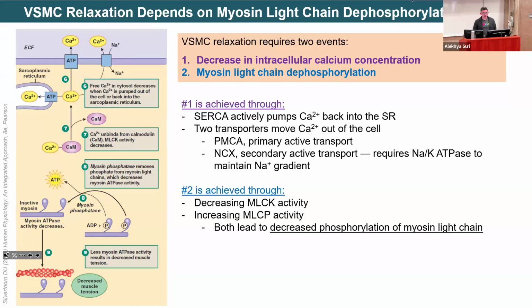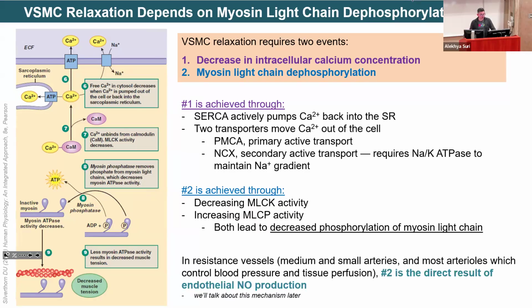Number two depends on this balance that I was telling you about, right? The balance between the activity of MLCK and MLCP. So to dephosphorylate myosin, you have to either decrease the activity of MLCK or increase the activity of MLCP. Both of these things will lead to a decrease in myosin light chain phosphorylation.